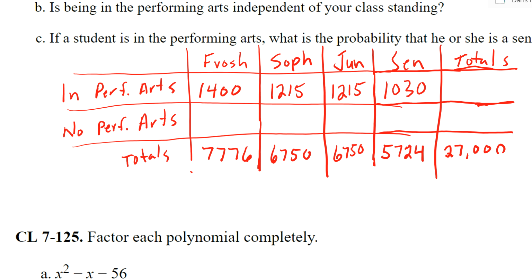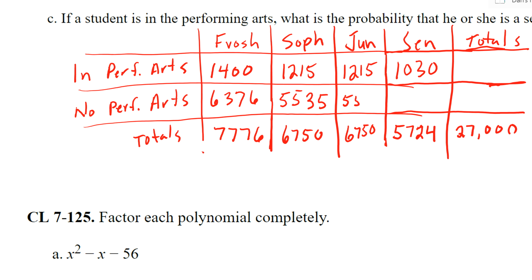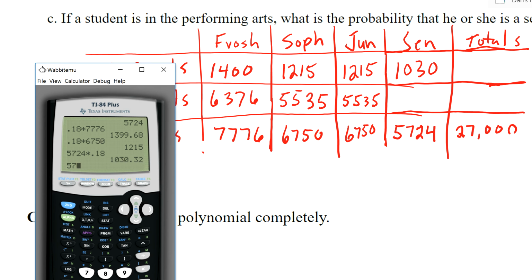1030. Okay, let's see. Just do some brain math here. That would be 6376, right? Those two add to the 7776. And this one would be 5535. Does that work? Looks like it. Nice thing, this is the same thing here. I don't think I'd have this big of numbers on a test. I don't want to spend too much time actually doing this part. And then I'm just going to do this, and you can use a calculator. 5724 minus 1030, 4694.